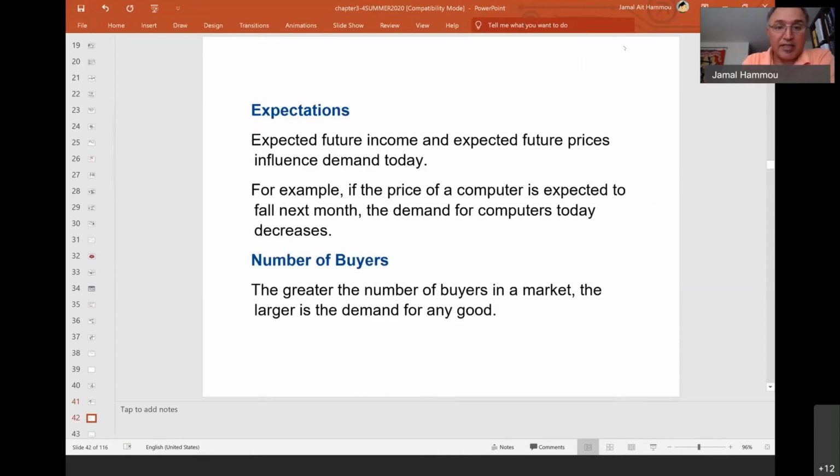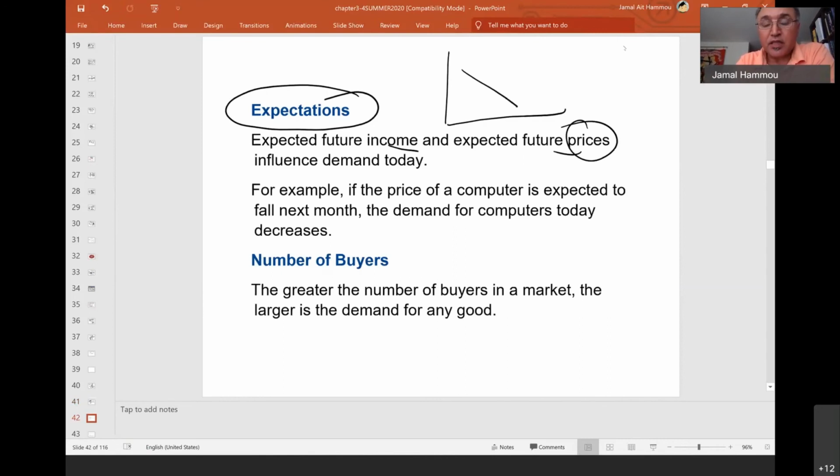Expectation, it is easy to understand this. So expectation could be about your income or the price. So if, for example, price is easy. I'm trying to buy a product. I can ask myself, what if I know the price of that product will change? I'm trying to buy today.